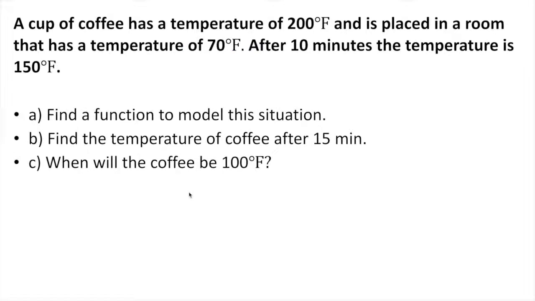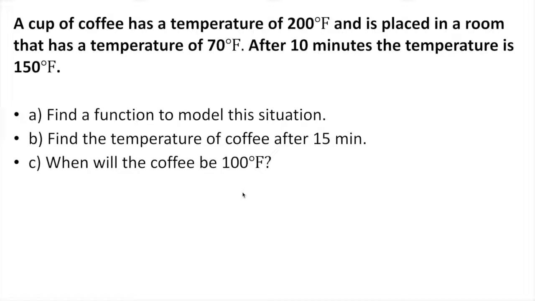A cup of coffee has a temperature of 200 degrees. It's placed in a room that has a temperature of 70 degrees. After 10 minutes, the temperature is 150 degrees. So we need to find the model for this one. In other words, we're going to solve for K. As soon as we identify K, we'll have our model. Then we're going to find the temperature of the coffee after 15 minutes. And then we can identify when the coffee will cool down to the point where it's 100 degrees.